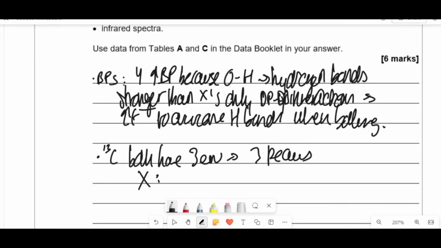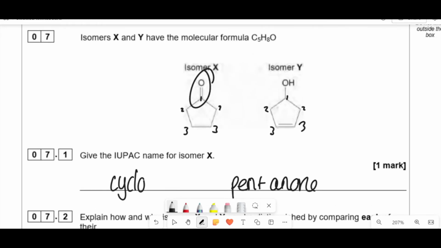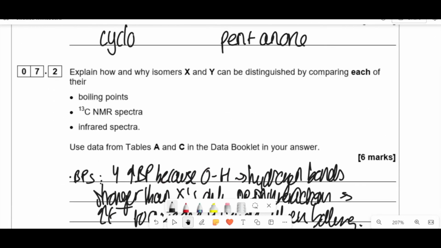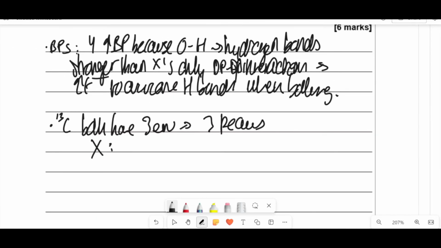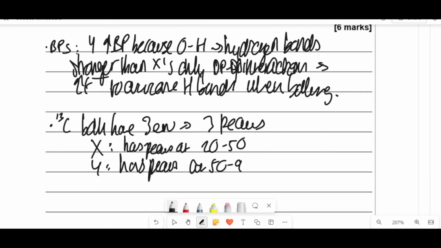Then what you would do is look at what X has. X would have a peak here, which, if I look at the data sheet, is going to be 20 to 50. And Y is going to have an OH here, which is going to be 50 to 90. Rather than copying and pasting the whole thing, you can look at it in your own time. So X has peaks at 20 to 50, and Y has peaks at 50 to 90. We need to say Y because of the C=O and because of the CO here. There's no point saying there are peaks at 5 to 40, because that's in both of them. They want to know how you're differentiating them.